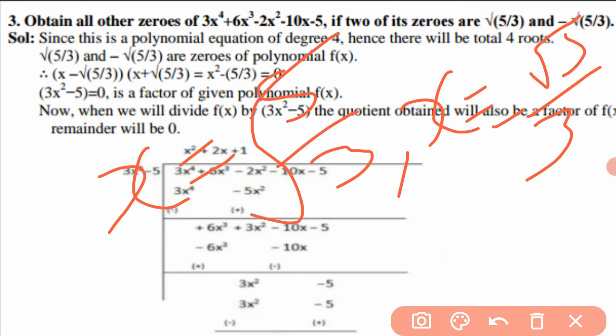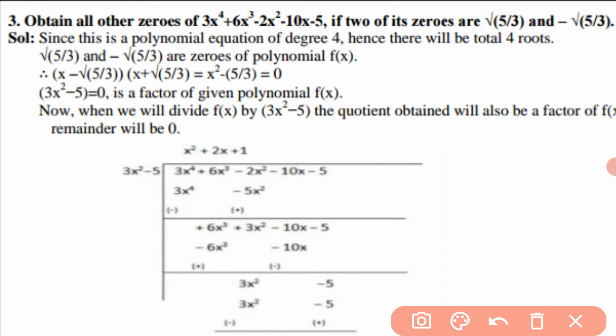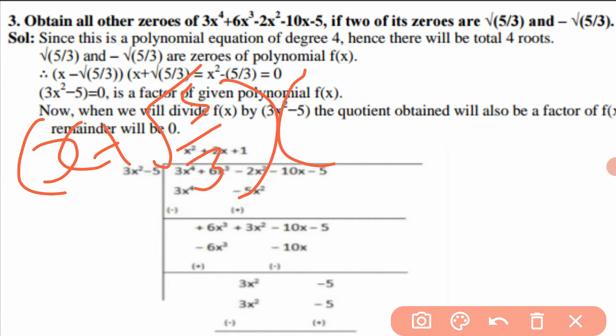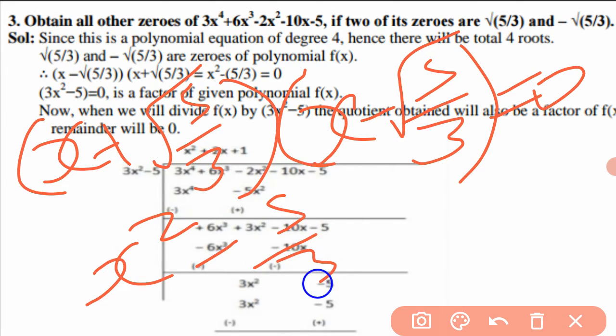Now in that case, first we can write x minus root 5 upon 3 equals 0, and in this case x plus root 5 upon 3 equals 0. Now by multiplying both sides, it will be x plus root 5 upon 3 into x minus root 5 upon 3 equals 0. So by using the identity a square minus b square, it will be x square minus 5 upon 3 equals 0.